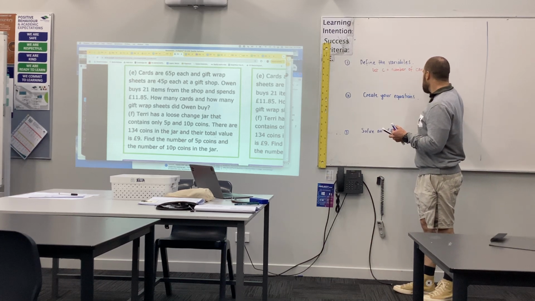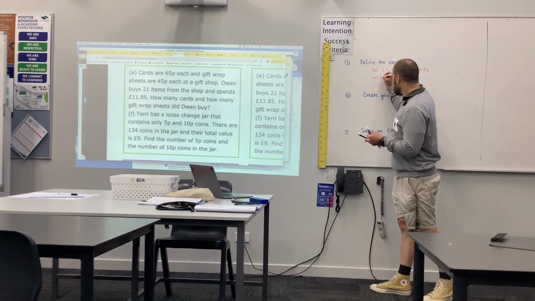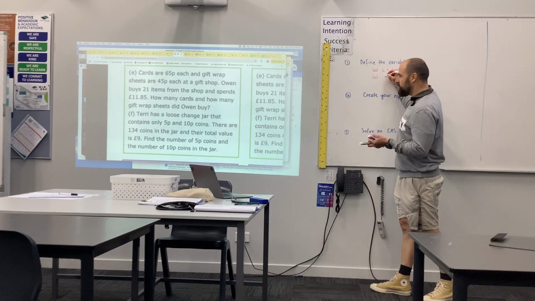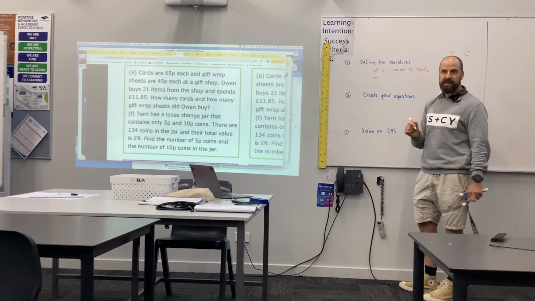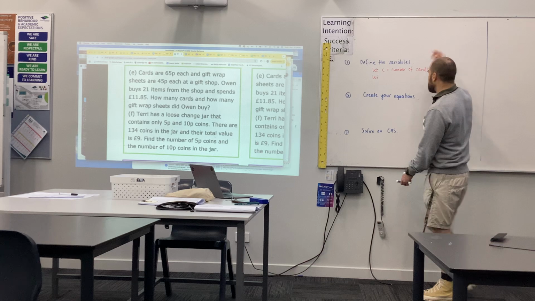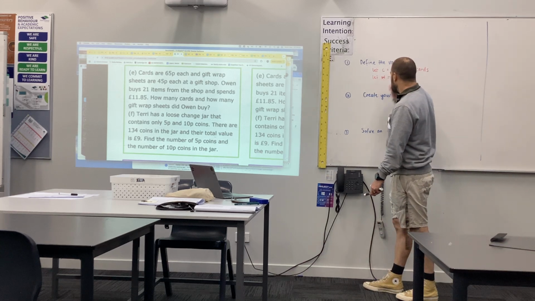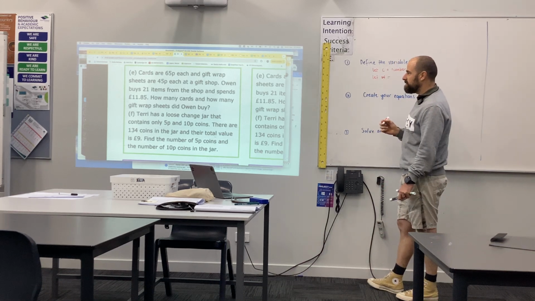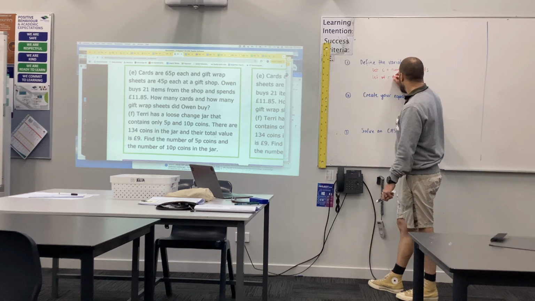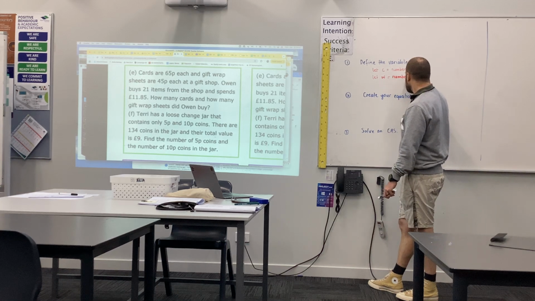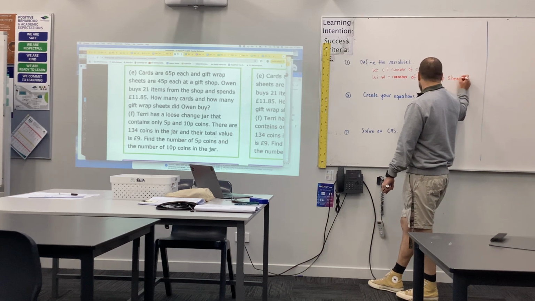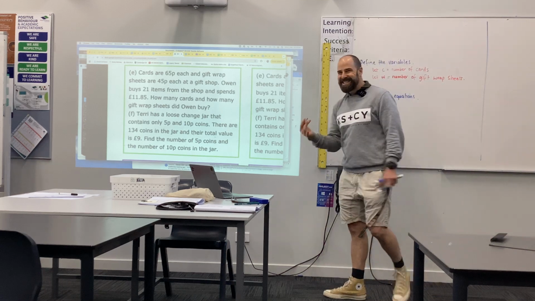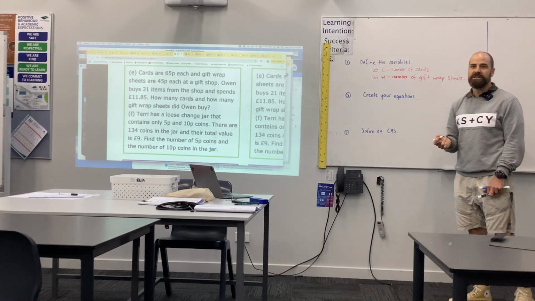So let C equal the number of cards, and let, did you want to say S? I don't like using S's because S's often look like 5s when you're doing it quick. So I'm actually going to go with W for the wrap. Okay, we've defined our variables. The next thing we have to do is create our equations.